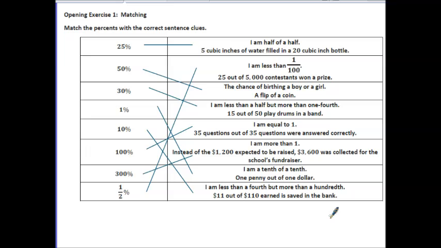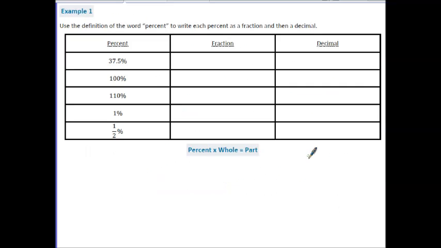Okay, so I'd like you to check over your answers from the opening exercise. Notice that the lines connect the percentage to the correct worded statement. So for example, the 25%, I am half of a half. 5 cubic inches of water filled in a 20 cubic inch bottle. So notice that if we took 5 and divided by 20, you'd get 0.25, and that turned into percent is 25%. Let's take a look at example 1.